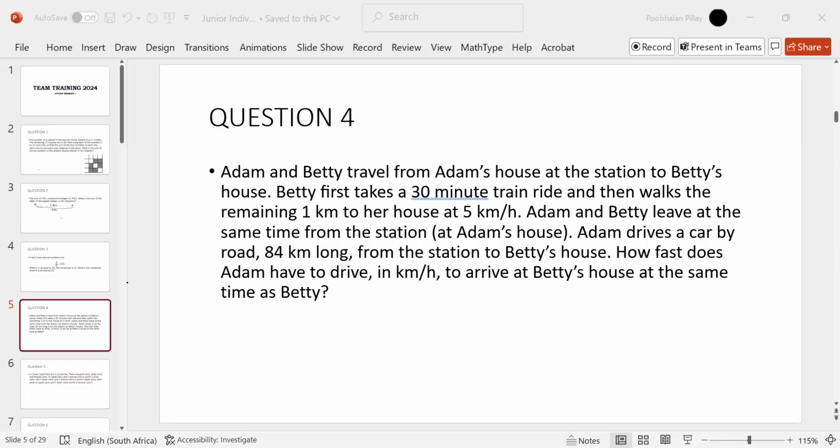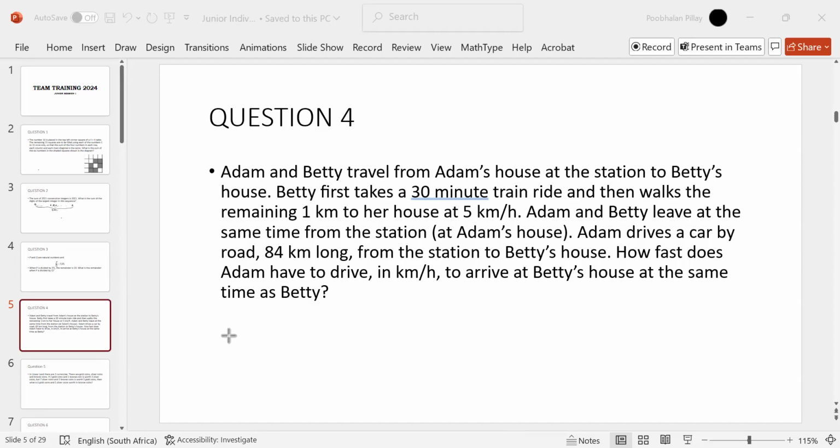Okay, so now this is a story sum. Adam and Betty travel from Adam's house at the station to Betty's house. All right, now I always try to read the question, don't read the entire question. I just read it piece by piece and record the information. That's a nice way of doing things. All right, so I've got Adam and Betty, they're traveling from Adam's house at the station to Betty's house.